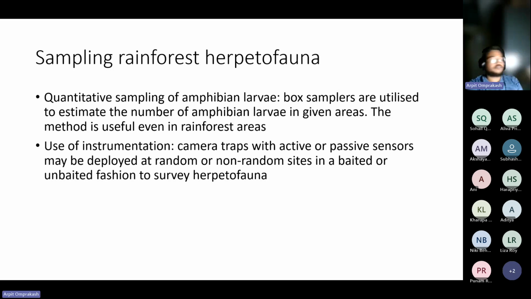But for herpetofauna also you can do the same thing. For different frogs, you can give different food items or things that the frogs are attracted to, basically insects and stuff, in front of the camera trap, and wait for them to approach. Right.